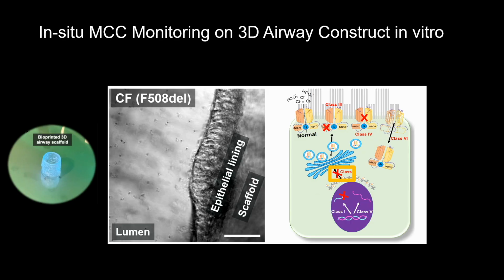Now, focusing on our CF scaffold, which was built using cells from a patient homozygous for the F508del mutation. In this mutation, CFTR is made but fails to reach the apical membrane, so functional ion transport is essentially lost. So what does this mean for mucociliary clearance?